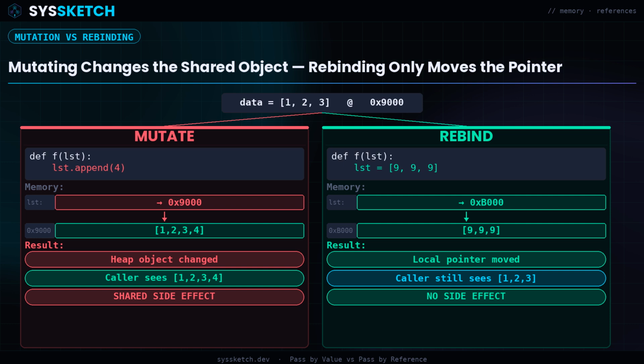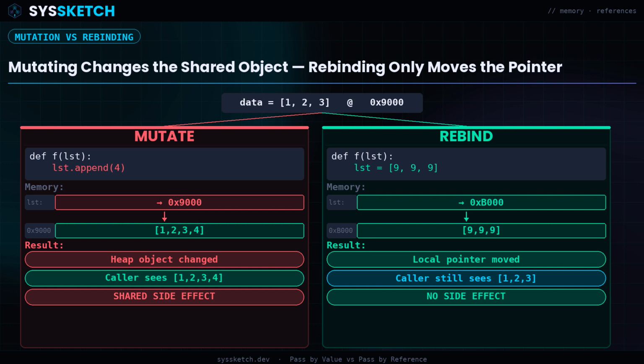This is why you can safely write functions that return new values from their arguments without worrying about mutating the caller's data, as long as you rebind rather than mutate. And this is why defensive programming with mutable arguments matters. If you do not want a function to change your data, do not give it a direct reference to it.